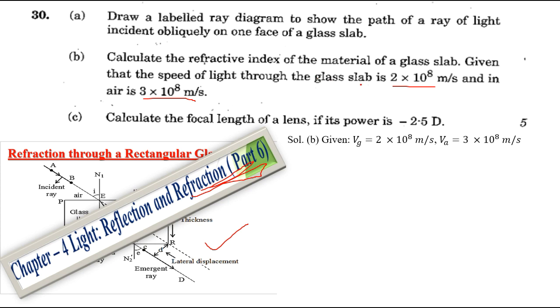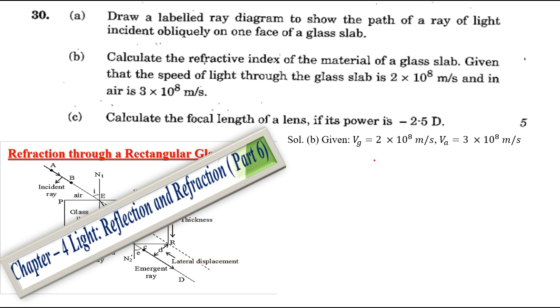So what is given: Vg, the velocity of light in glass, is given as 2 into 10 to power 8 meters per second, and Va, that is the velocity of light in air, is given as 3 into 10 to power 8 meters per second.